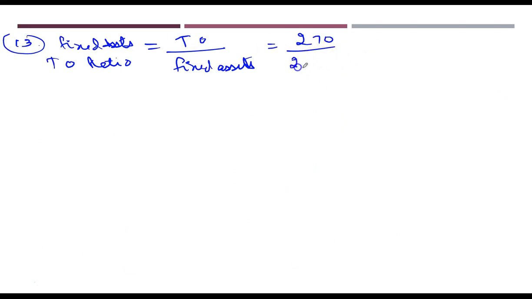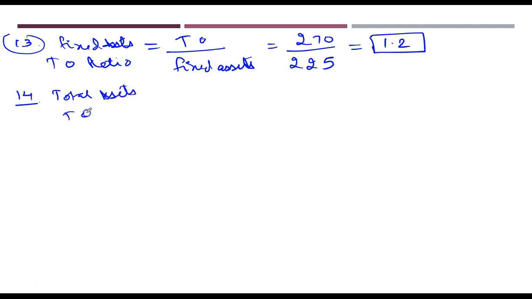So 270 divided by 225, the value comes out to be 1.2, which is your fixed assets turnover ratio. Next is total assets turnover ratio. I don't think I even need to teach this. This is already clear to you, right? How will we calculate this? Turnover divided by total assets.